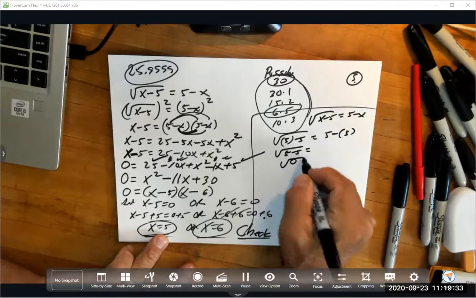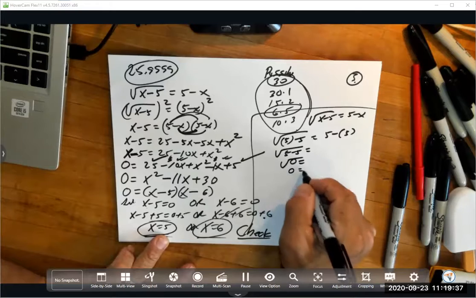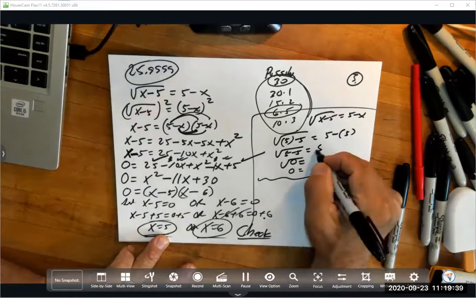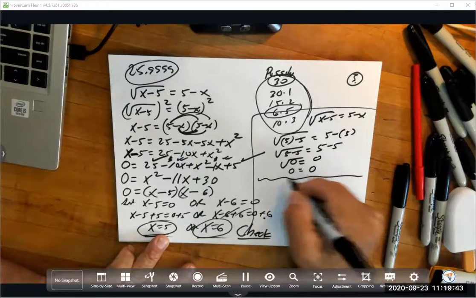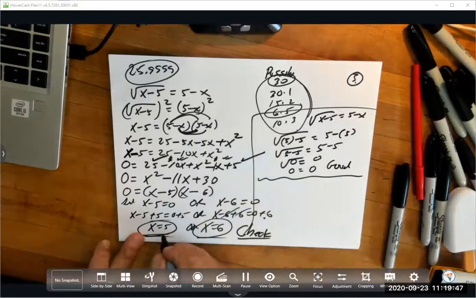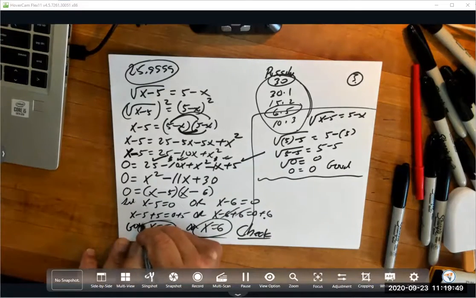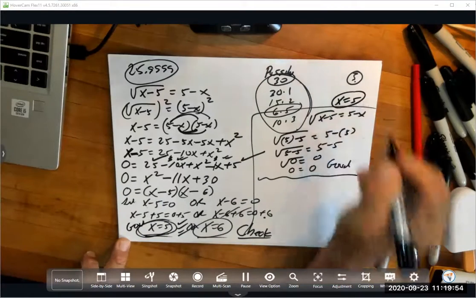That's a 0. And the square root of 0, what's the square root of 0? 0. Okay. And the other side, 5 minus 5. What's 5 minus 5? Use the calculator. 0. Do they match? Yes. Good. That means this answer here is good. I'm going to put check marks. When I try x equals 5, it works.